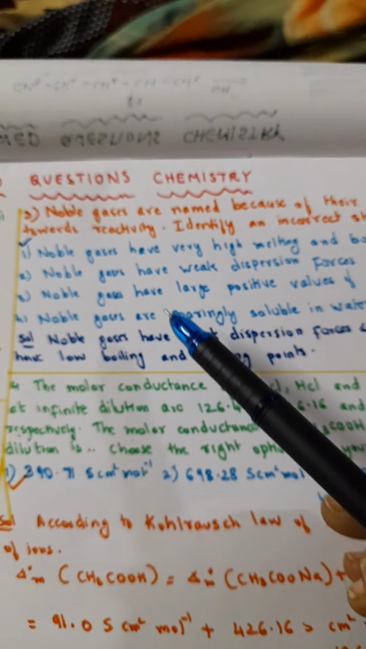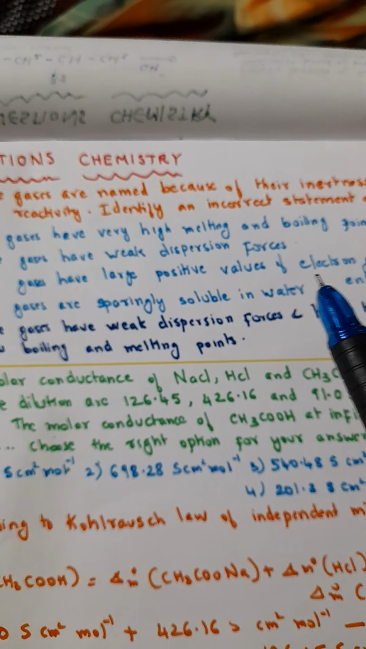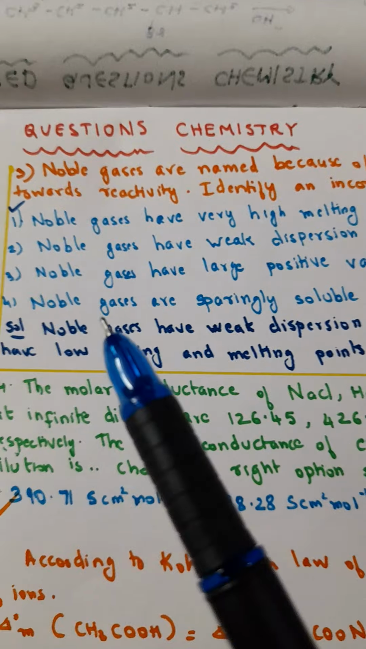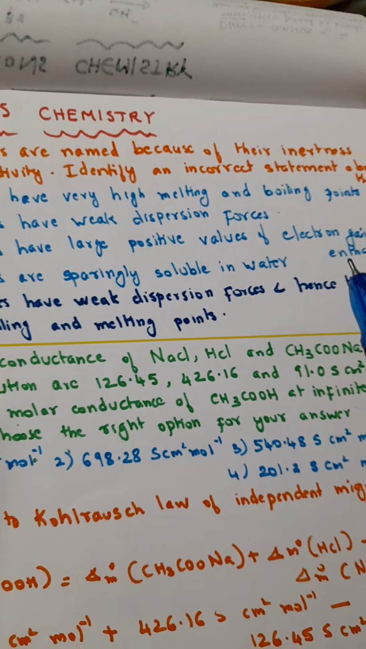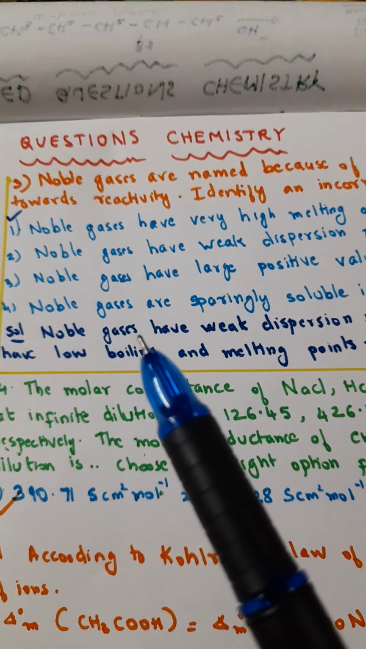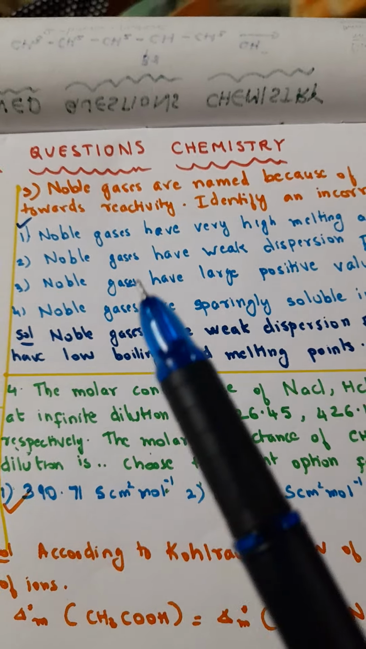So, what are the choices? Noble gases have very high melting point and boiling point. Then noble gases have weak dispersion forces. Then the third choice is noble gases have large positive values of electron gain enthalpy. Then the fourth choice, noble gases are sparingly soluble in water. Now, what is the correct option?